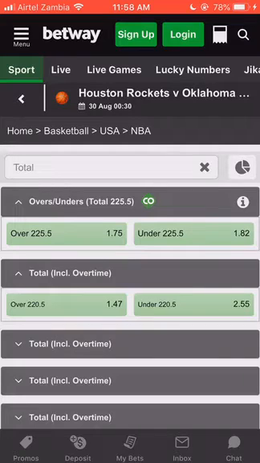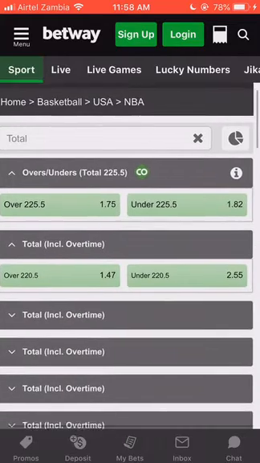So we're not going to go for the overs and unders that has a cash out option, because that one is only for the regular time. We want the total with overtime. Okay, I hope that makes sense.